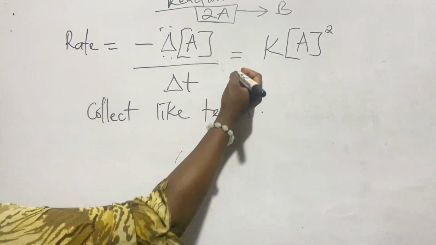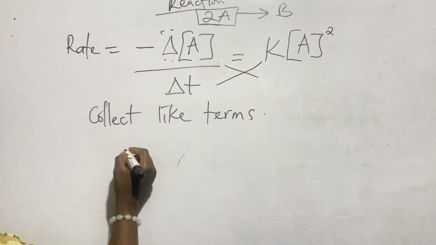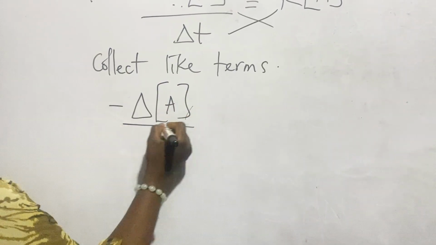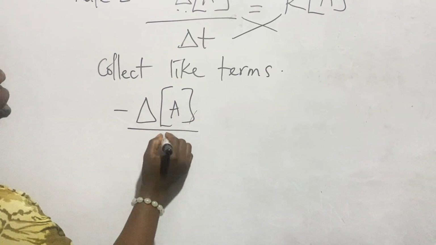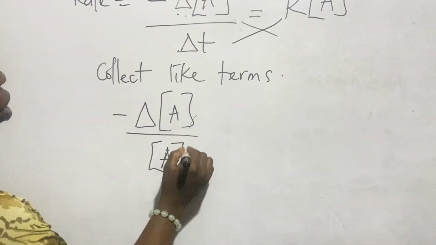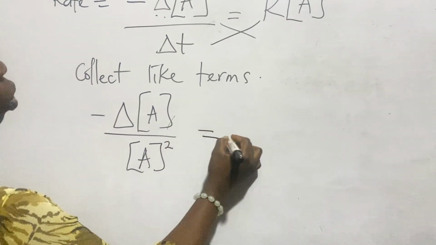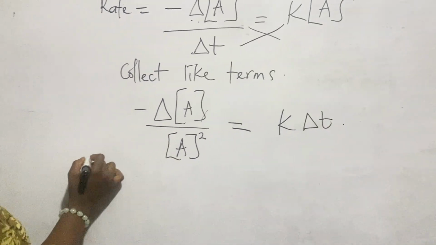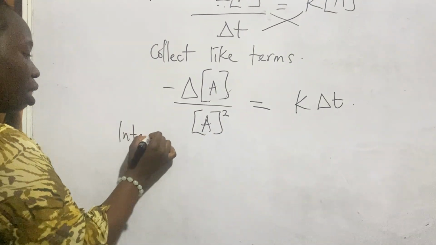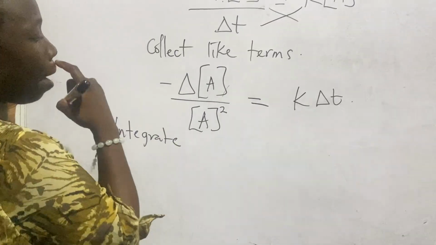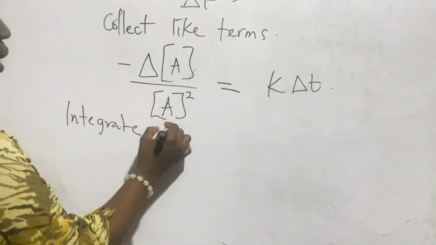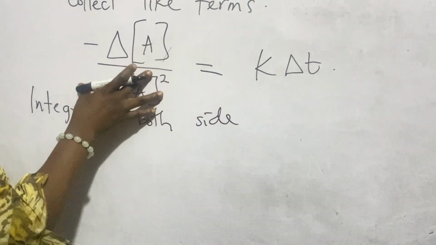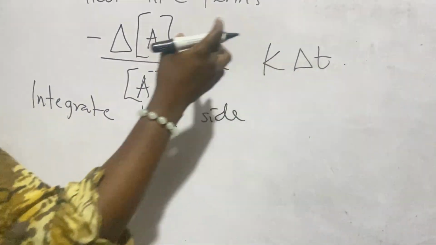So you collect, the next step is to collect like terms. And how do you collect like terms? By what? Cross multiplying. That means our change in the concentration of A over concentration of A raised to power 2 is equal to K change in time. Thereafter, what do you do? You integrate. Now, how do you integrate? You integrate by integrating what? Both sides. Whatever you do at the left will also happen at the right.